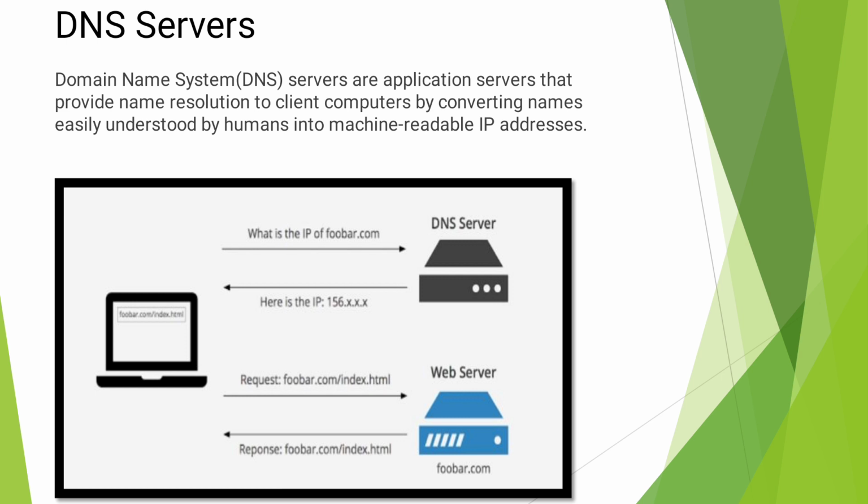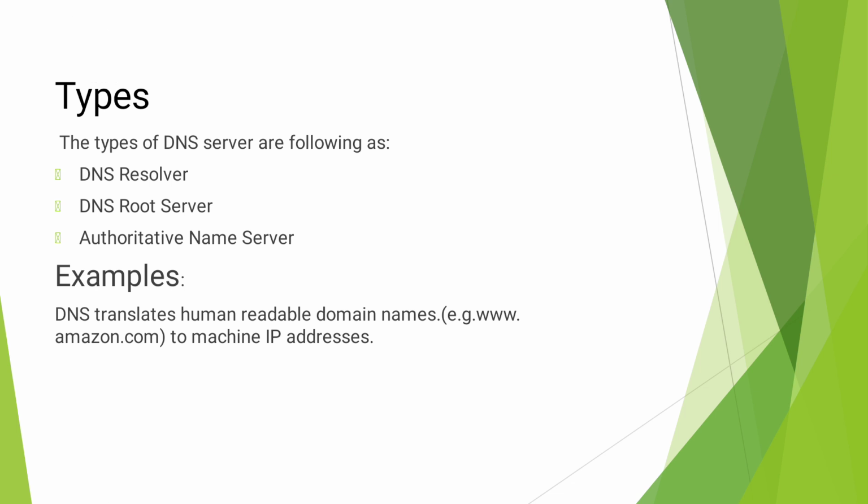The diagram of DNS servers is as follows. After the diagram, I'll discuss the types of DNS server. There are three types of DNS server. The types of DNS server are as follows. First one is DNS resolver. Second one is DNS root server. Third one is authoritative name server.